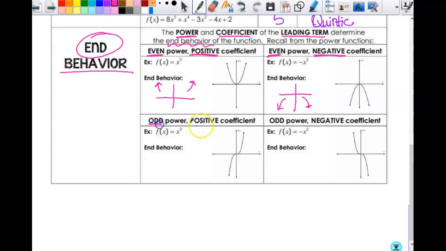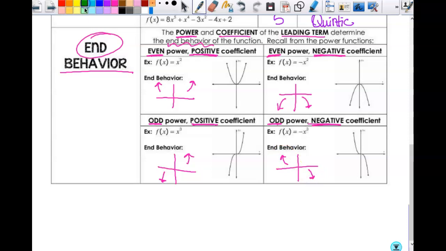Odd power, positive coefficient. What you want to think is, it has the same end behavior as a cubic. That's fine to tie it to that, just know the whole thing doesn't look like it, it's just the end behavior. So it would look like this. And then if I have an odd power, negative coefficient, then it would have the same end behavior as a cubic that was reflected, so it would be up, down.